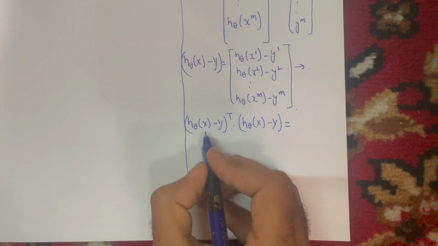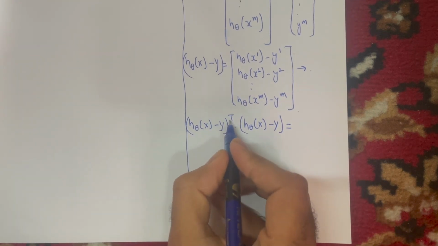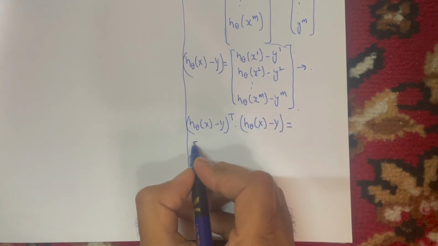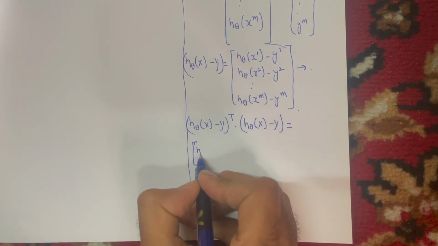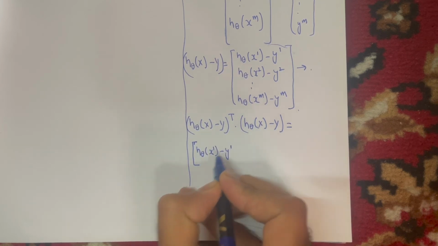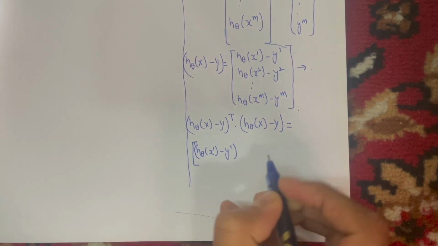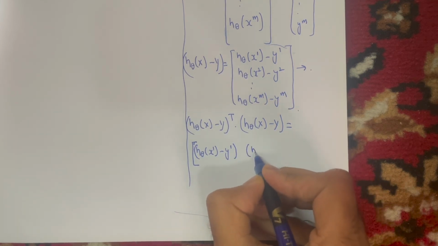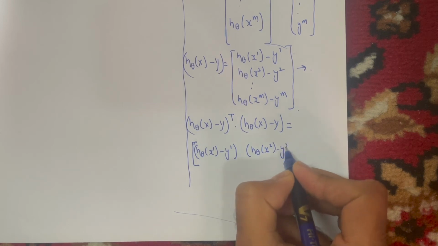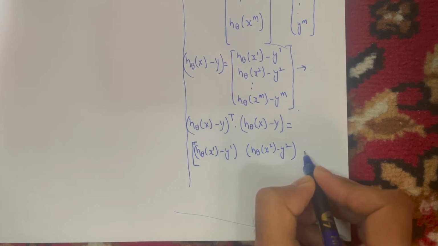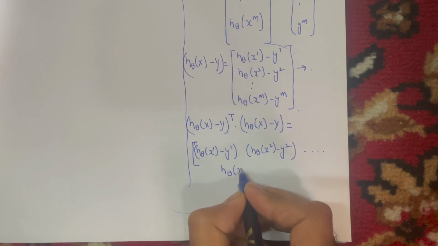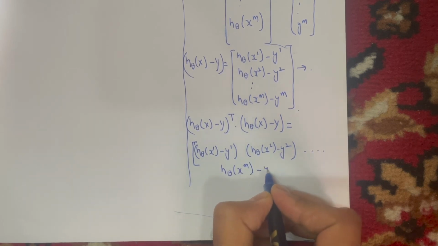It will be h of theta x minus y transpose. So this is this particular matrix. So let me write its transpose: the first element will be h of theta x1 minus y1, the second element will be h of theta x2 minus y2, and the mth element will be h of theta xm minus ym.